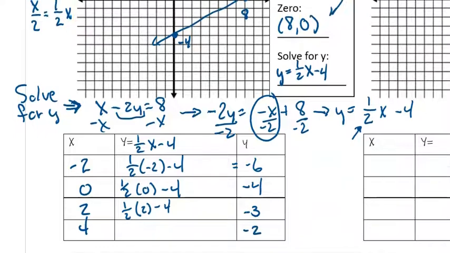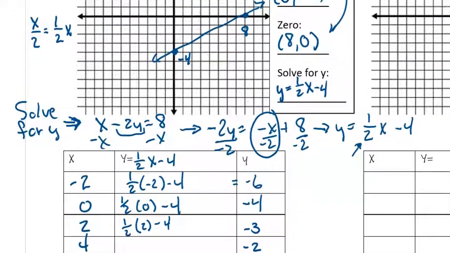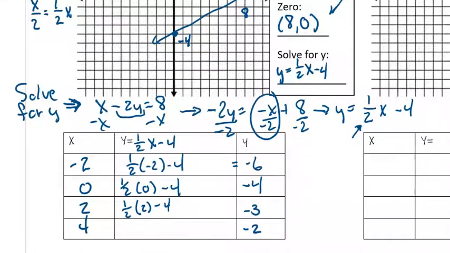And we can go to the graph and check that we did it right. So at negative 2, I should have a negative 6. So if I look at my drawing, something's not quite right. So let me go back and check that. If I go back to the graph, it looks like this might be negative 5 at negative 2. So let's check the math. 1/2 times negative 2 equals negative 1 minus 4. So my negative 6 is off. It should be negative 5. So it's always a good idea to go back and check.